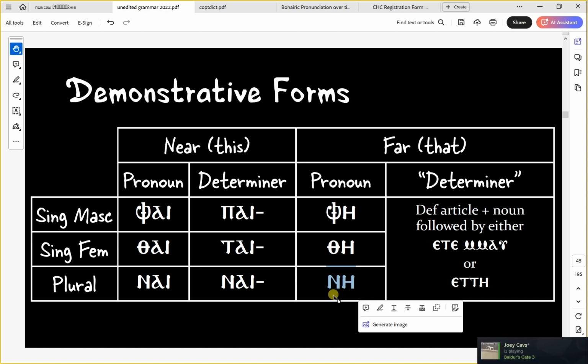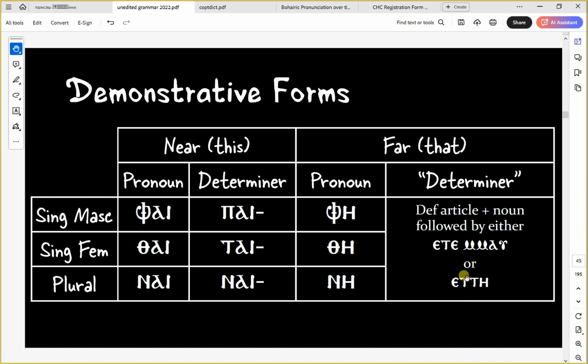Or you could say eti, and that also pretty much means which is there, but it's shorthand. So pi oiketi would be that bread.